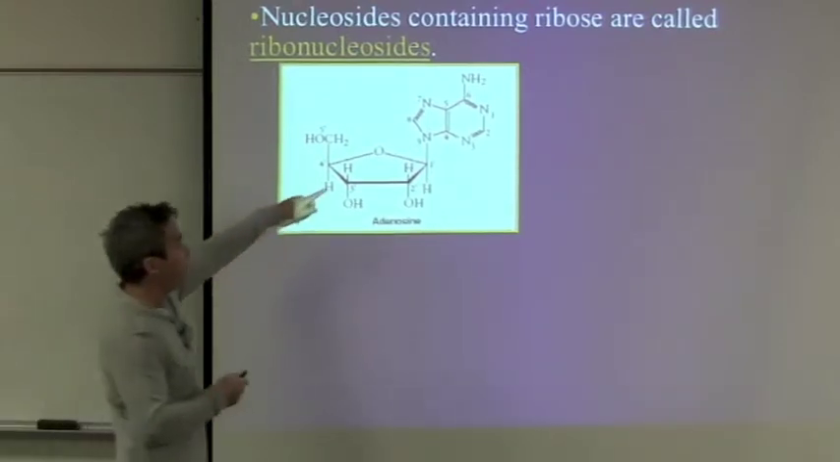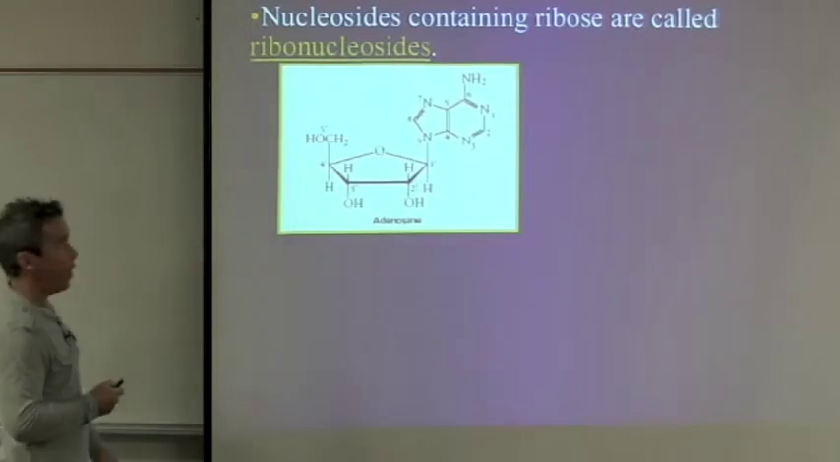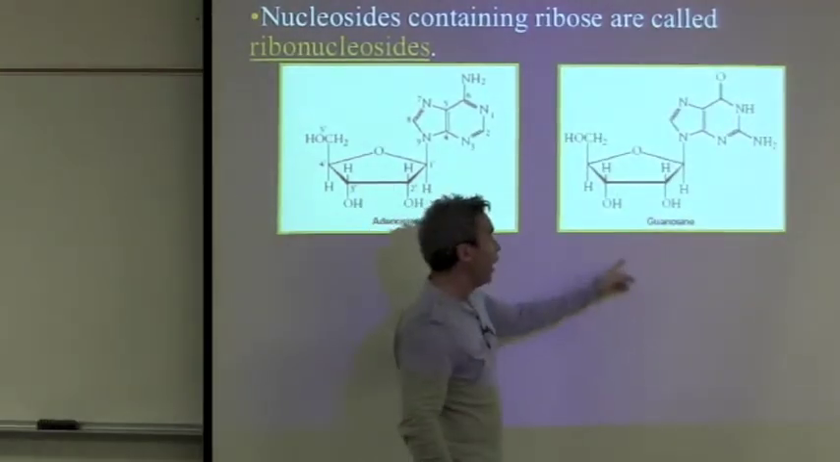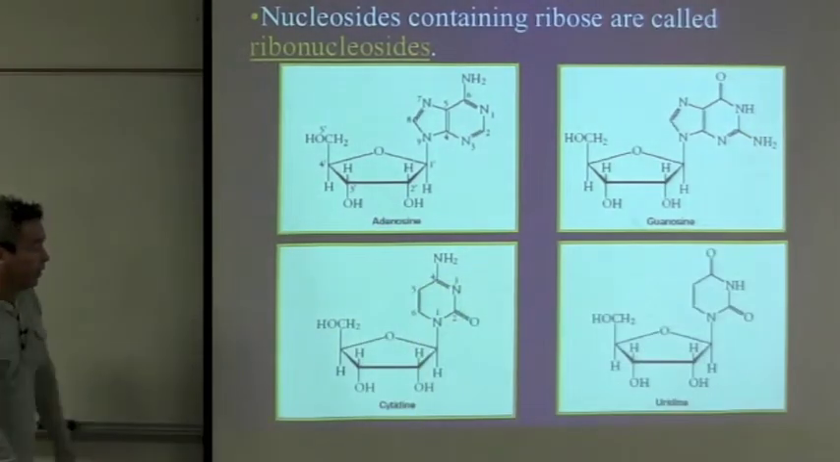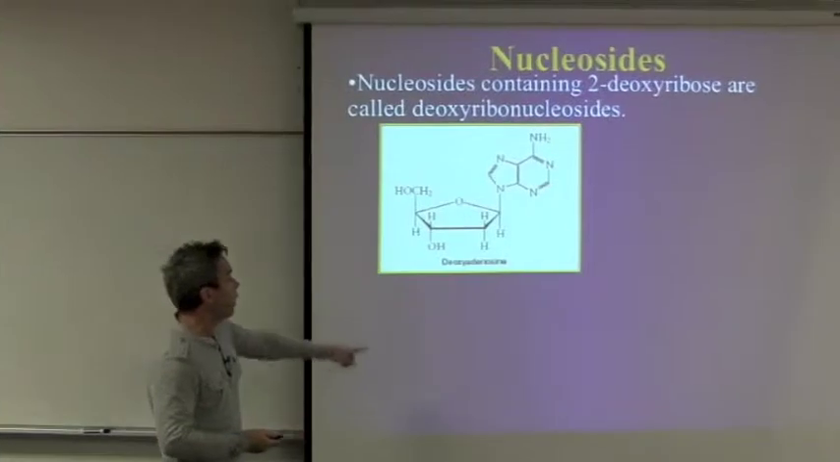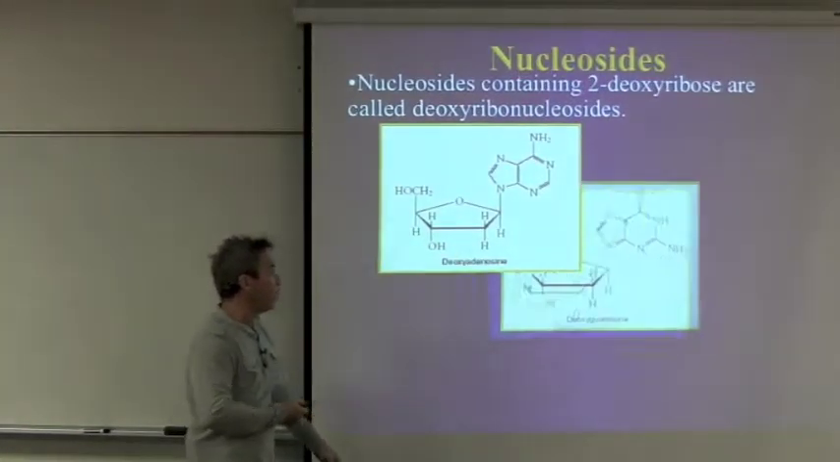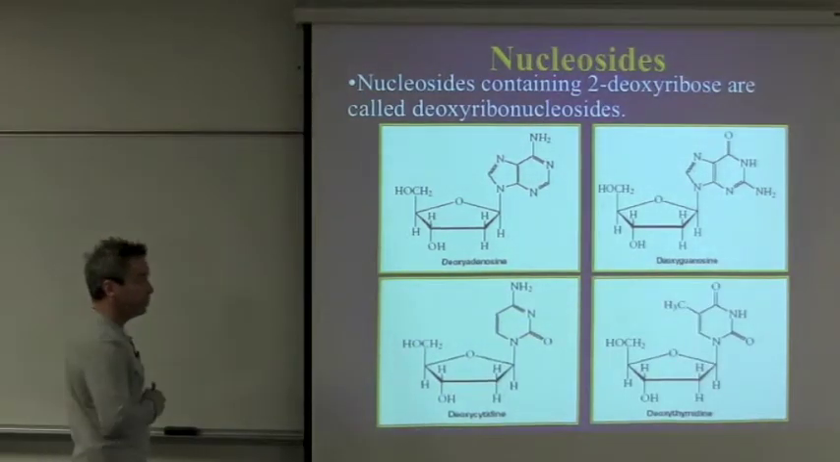When the organic base is adenine, we have adenosine, a ribonucleoside. When the organic base is guanine, we have guanosine. Likewise, cytidine and uridine. If we start with the deoxy, we get deoxyribonucleosides, and we'll get the 4 deoxyribonucleosides.